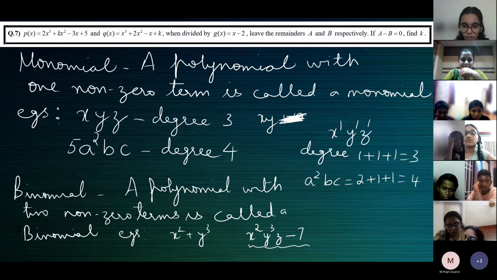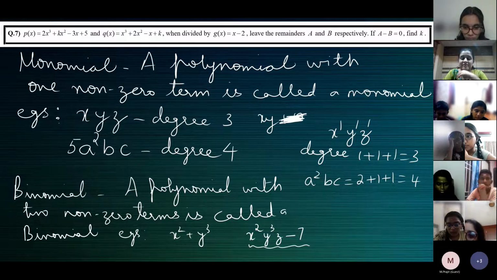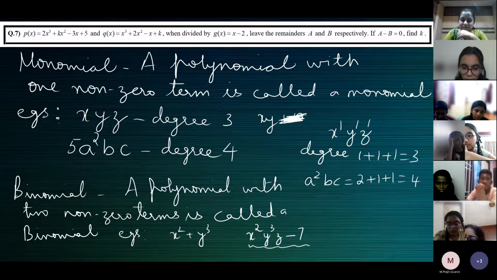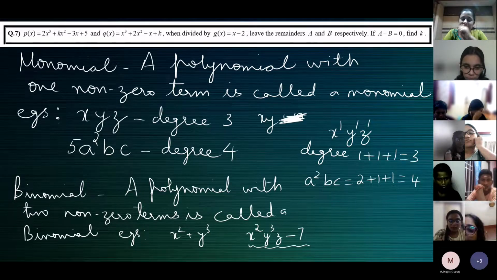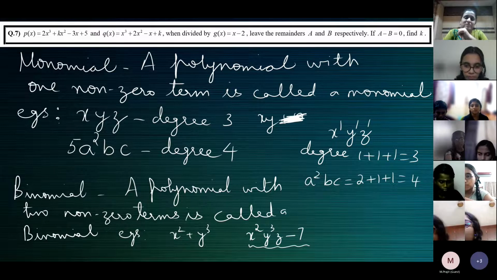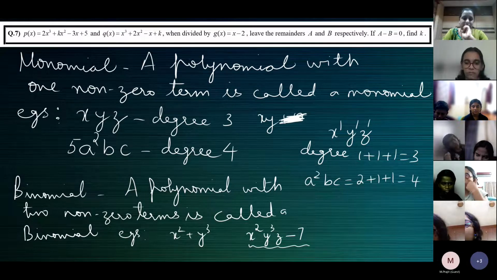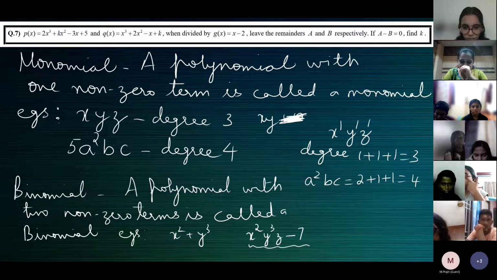Ma'am, I think it's 3 because there are 2 terms and it's a binomial. It's a binomial. But x square y cube, that is one term, right? Yes, ma'am. Now, how do you pick 3 from it? Because that's the highest power, is it? Yes, ma'am. Highest power is selected between 2 terms, not within one term. Yes, ma'am, I get it.